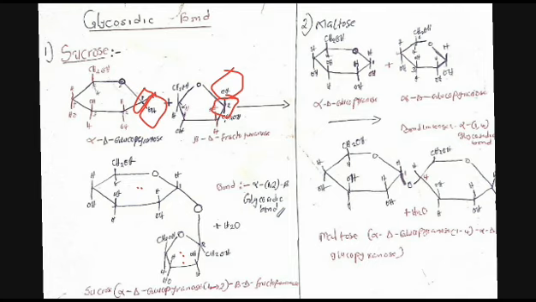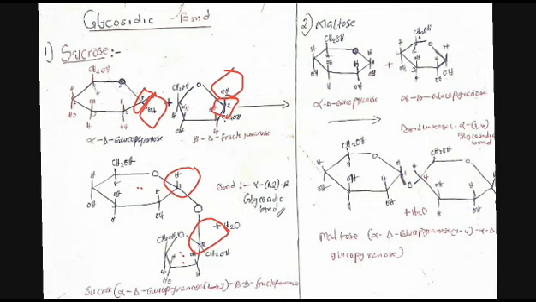Since the reaction is between the two anomeric carbons, this is a non-reducing sugar, because it's the free anomeric carbon that gives the reducing character. In this case it is not free, so sucrose is not a reducing sugar.